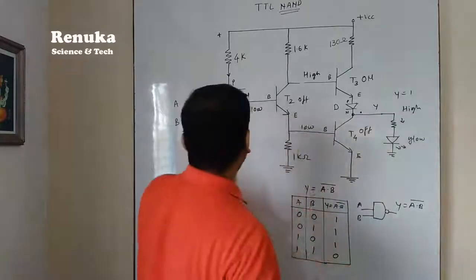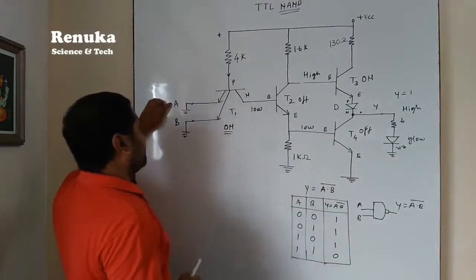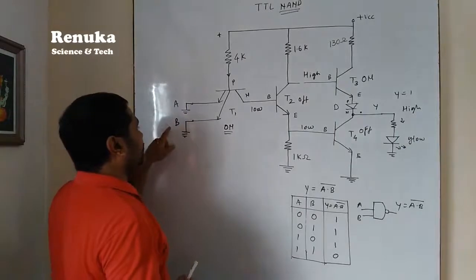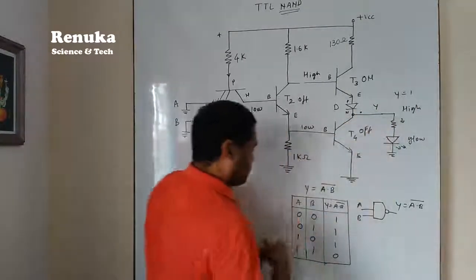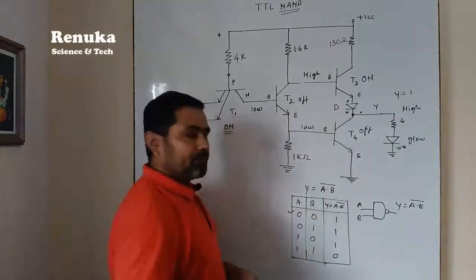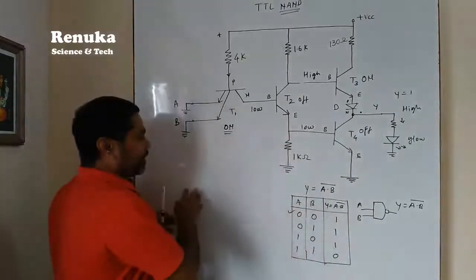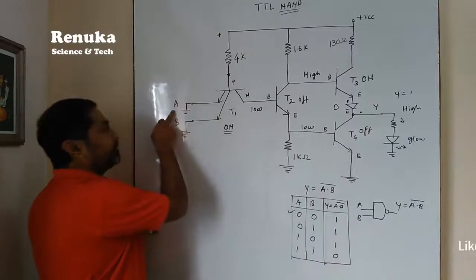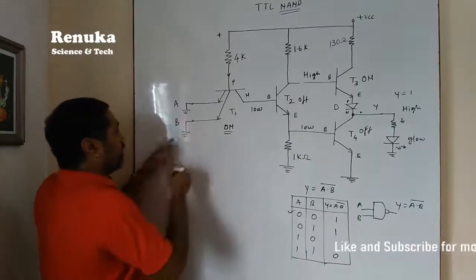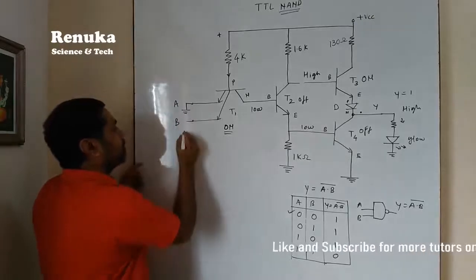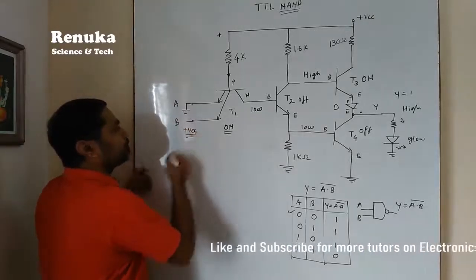So starting from the input, what we have done is connect the A input to 0 and the B input to 0, and we are getting high at the output. So the first condition is satisfied. Now back to the second condition. A is 0, that means A is connected to logic 0, which means grounded, and B is 1, so it is connected to plus VCC.